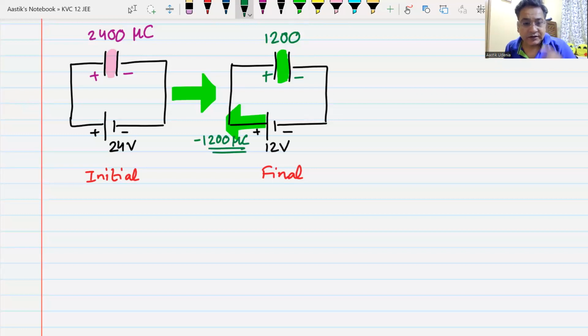Well done. The third part of the question is the work done by the battery, or is it work done on the battery? Is the battery doing work or is work done on the battery?